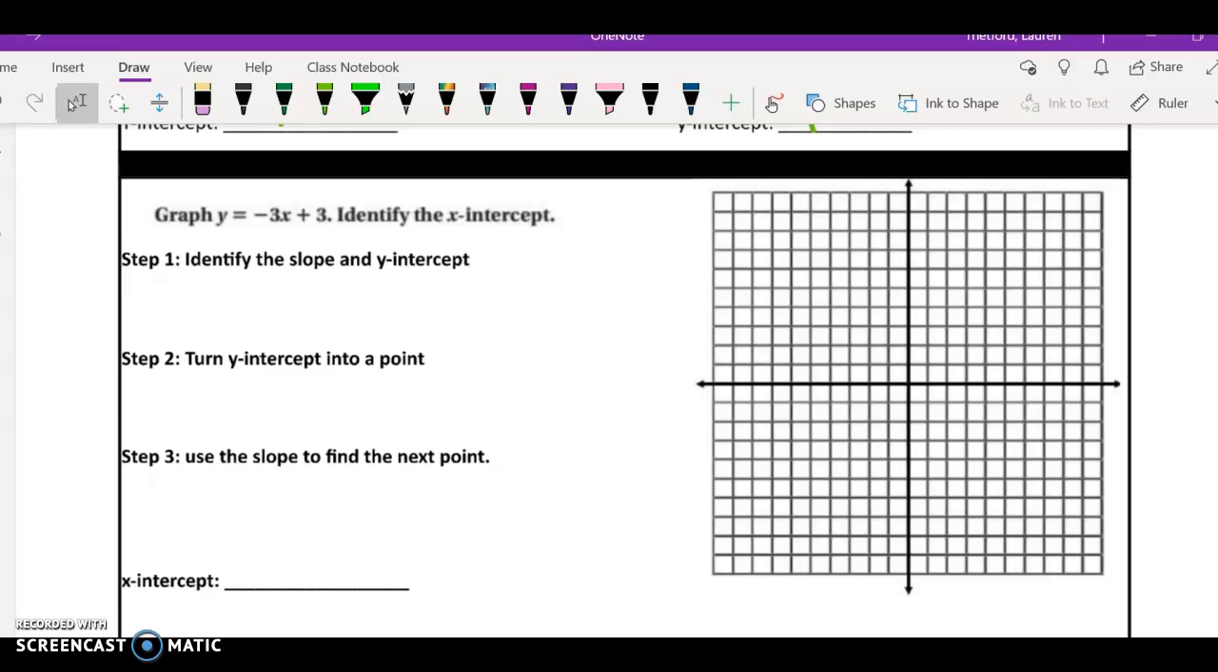So it says graph y equals -3x plus 3 and identify the y- and the x-intercept. So first we need to identify the slope and the y-intercept. So our slope, which is represented by m, is -3, and our y-intercept, which is represented by b in the equation, is +3.